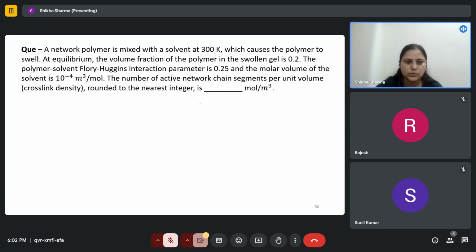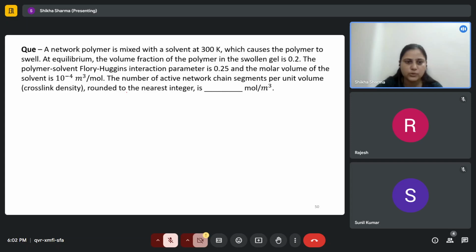So the next question is: a network polymer is mixed with a solvent at 300 K, which causes the polymer to swell. At equilibrium, the volume fraction of the polymer in the swollen gel is 0.2. The polymer-solvent Flory-Huggins interaction parameter is 0.25, and the molar volume of the solvent is 10 to the power minus 4 meter cube per mole. The number of active network chain segments per unit volume, which is the cross-link density, we need to calculate.